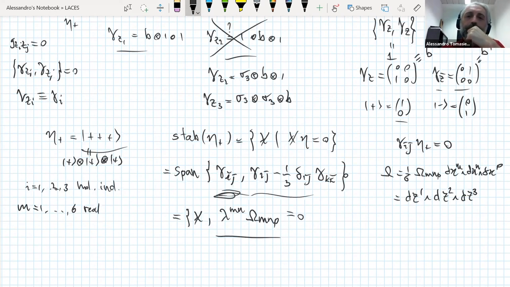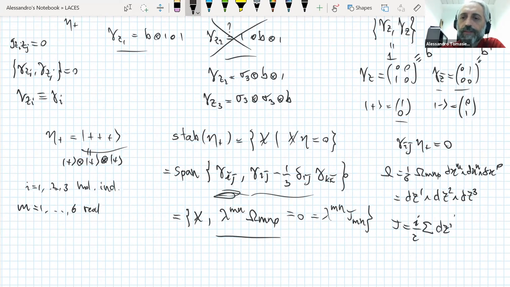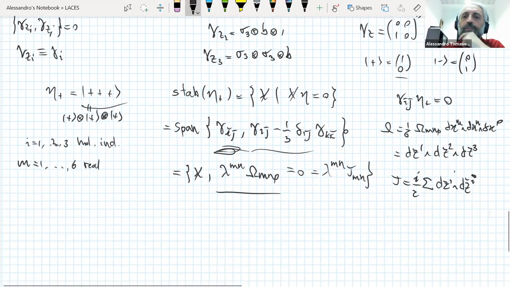And the other property here, ensure by introducing another object which, when you write it out in complex indices, becomes like this. So this is the stabilizer.